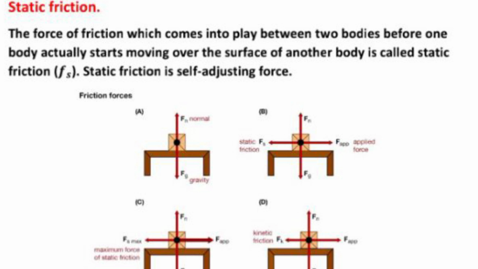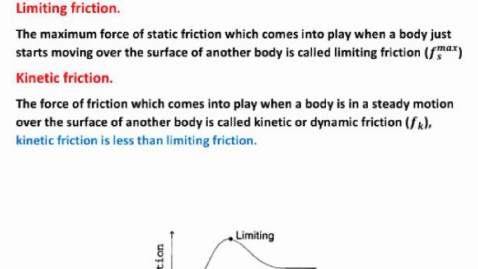Static friction. The force of friction which comes into play between the two bodies before one body exactly starts moving over the surface of another body is called static friction. Static friction is a self-adjusting force. Limiting friction. The maximum force of static friction which comes into play when a body just starts moving over the surface of another body is called limiting friction.